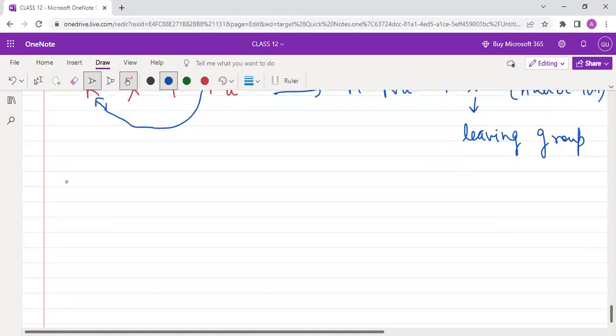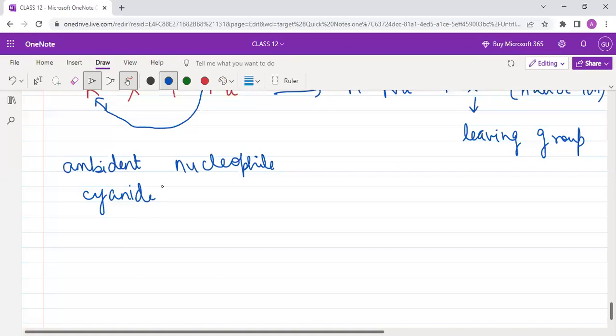Okay. Now, do you know ambident nucleophiles? Ambident. Okay, tell me the formula of cyanide. Cyanide. Wait.